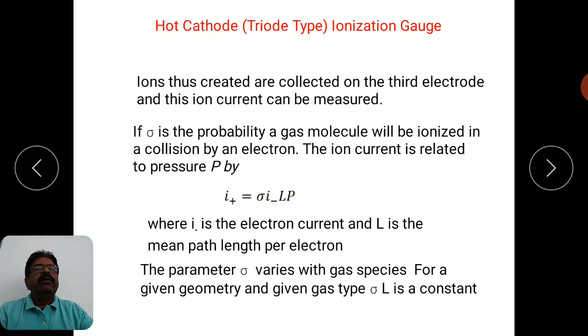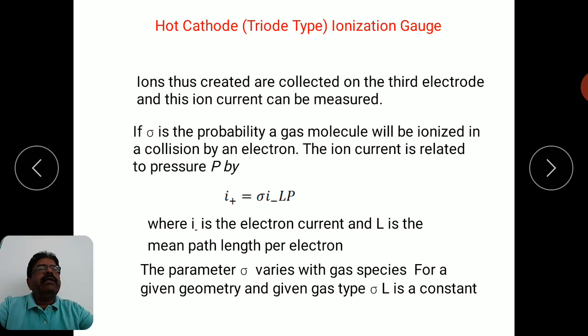So the parameter sigma, that means the ionization probability, varies with gas species. I have already mentioned this fact. Sigma varies with gas species because different gas molecules have different ionization potentials. So for a given geometry and for a given gas type, this product sigma L, sigma means the ionization probability and L means the mean path length per electron, is constant for the given geometry of the particular triode type of gauge and for a given type of gas.